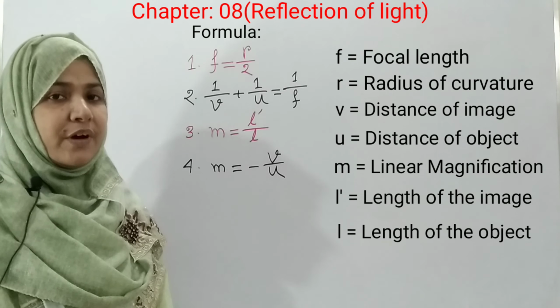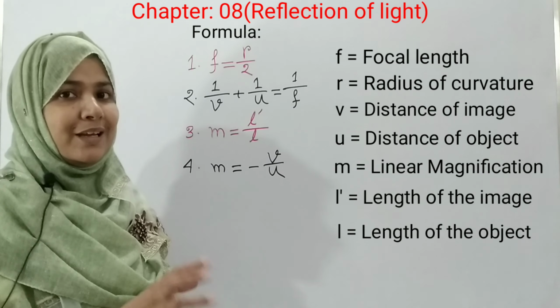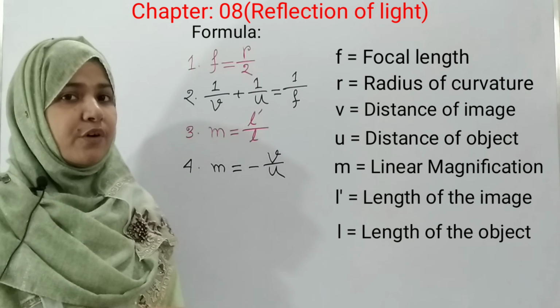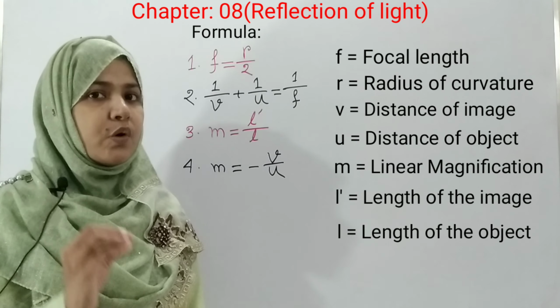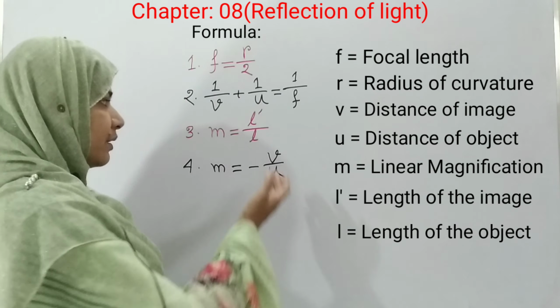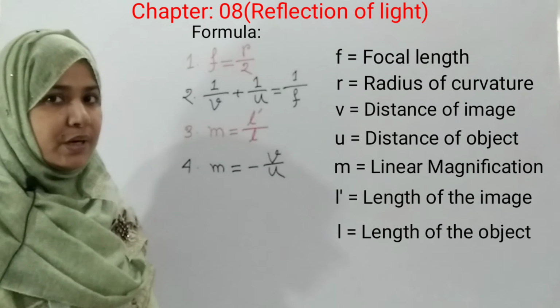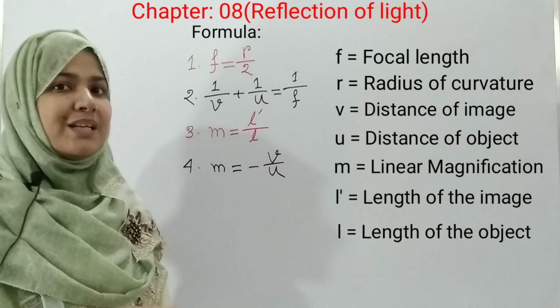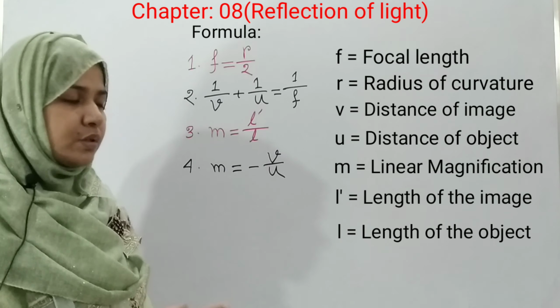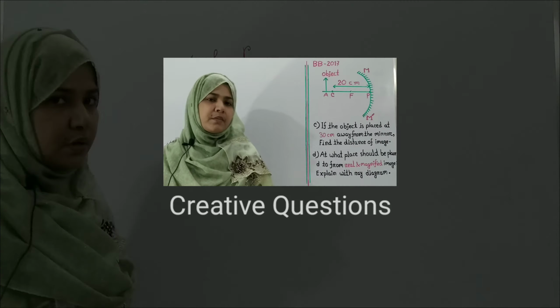So we can identify magnification in two ways. It depends on which information is given in your question. If length is given, then use formula 3, and if the distance of the image and object is given in the question, then use formula 4.